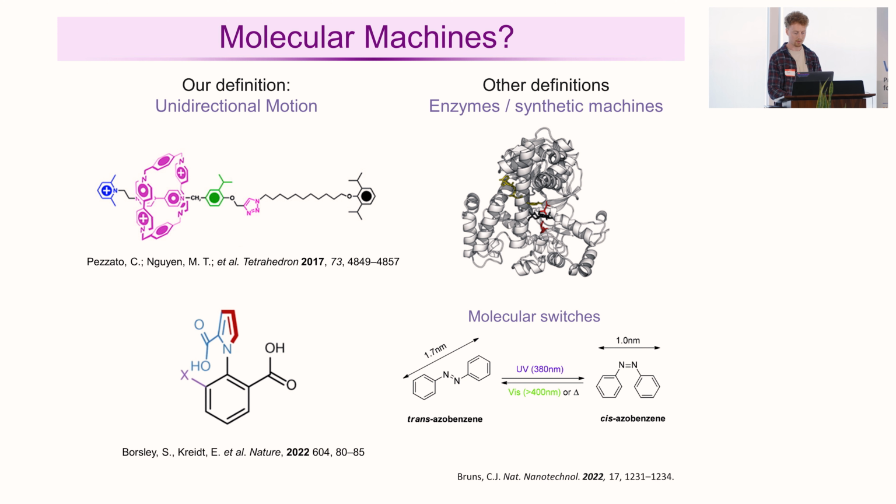Here's another recent example from the Lee group and Stefan Borsley, who's in the audience back there. And it's a rotary motor. And this is a small molecule where one part of the motor can rotate with net unidirectionality relative to the other part. You often see enzymes and other synthetic machines called molecular machines, but by our definition, they wouldn't be.